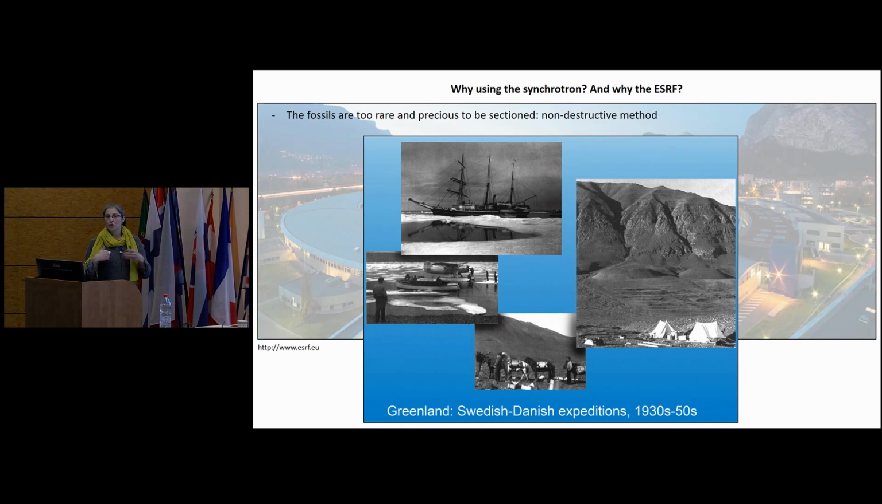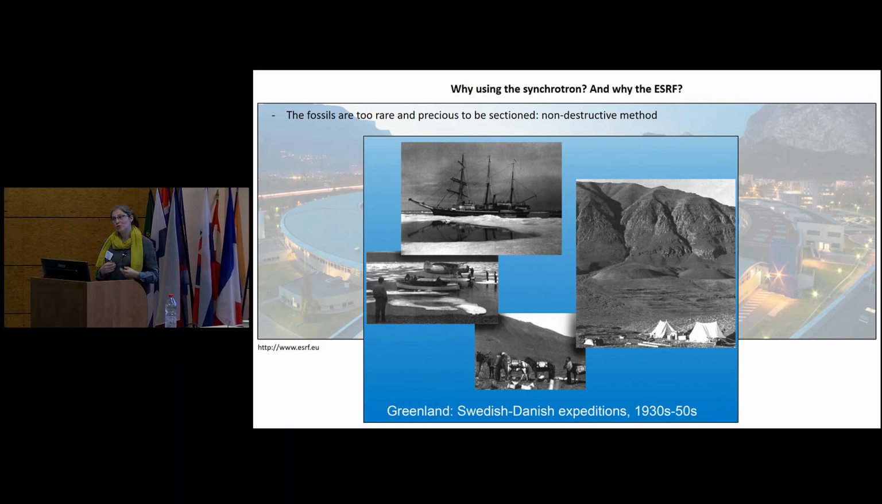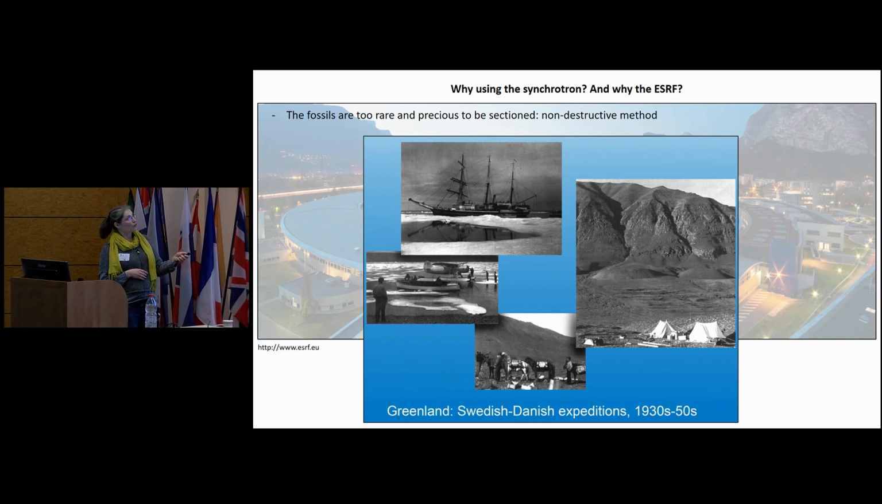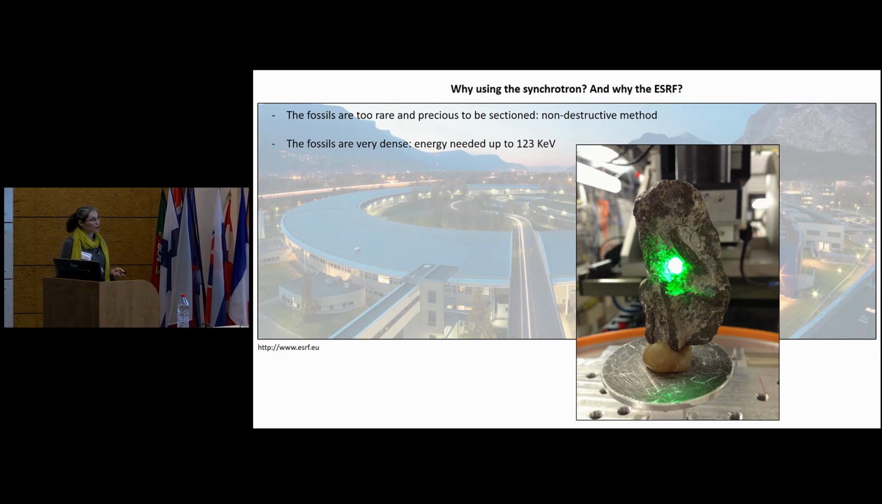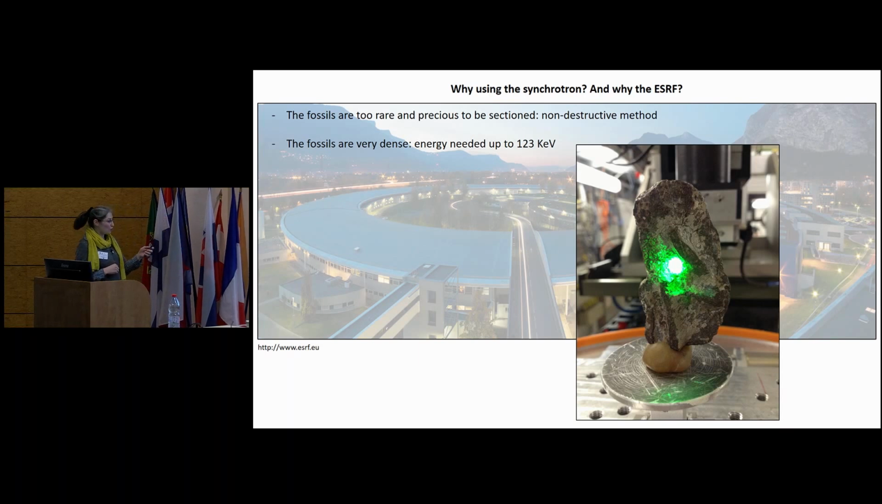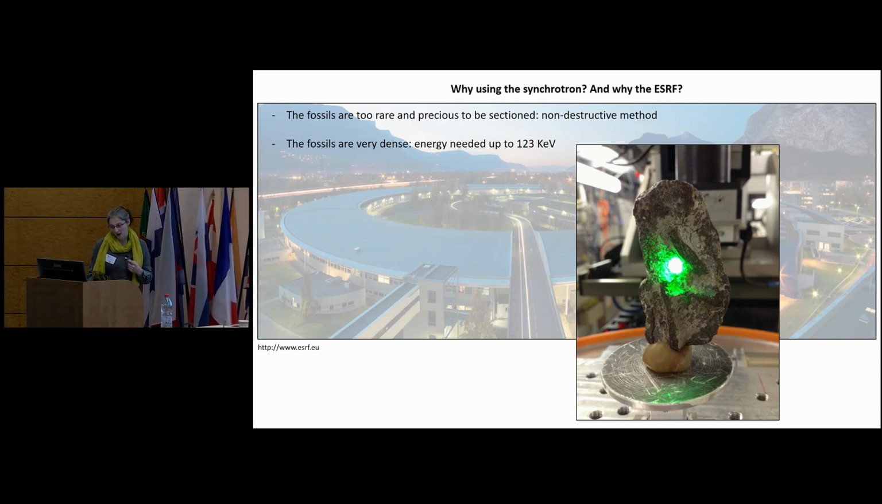So it's a lot of organization, a lot of money, and if you have any problem, it's not even sure that the helicopter will be able to come if there is bad weather, or if you're too remote in the mountain. So for all these reasons, no curator would be able to give you any of these samples for sectioning. So for that reason, we actually need a non-destructive method. In addition, these samples are very, very dense, and they are infilled with metallic oxide, like Vincent said yesterday. So for them, we had to go to an energy of up to 123 kV, so very, very high.